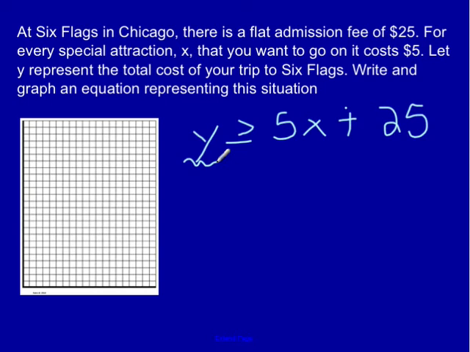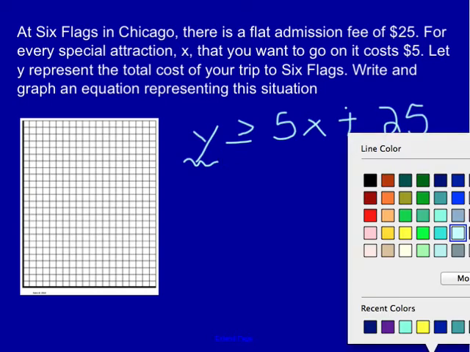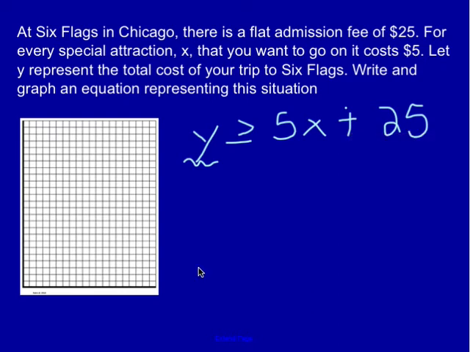Now, we don't go up to 25 on this graph. So I'm going to have to change my scale a little bit. So I'm going to go by 2s. So I have 2, 4, 6, 8, 10, 12, 14, 16, 18, 20, 22, 24. And so halfway between 24 and 26 is 25.